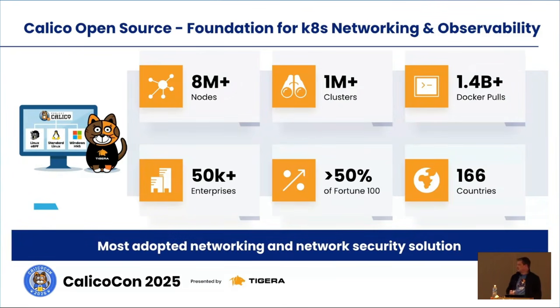The last slide, building up to everything, is where we stand today, with some additional stats that we're quite proud of. That we know of, we power 8 million nodes and 1 million clusters, with some Docker stats that are quite high. We support over 50,000 enterprises. Those enterprises make up over half of the Fortune 100, and from the data we can gather, Calico is running in about 166 countries. We used to have a map of all of these countries in the office on the TV screens. We don't have it anymore, but it's pretty cool.